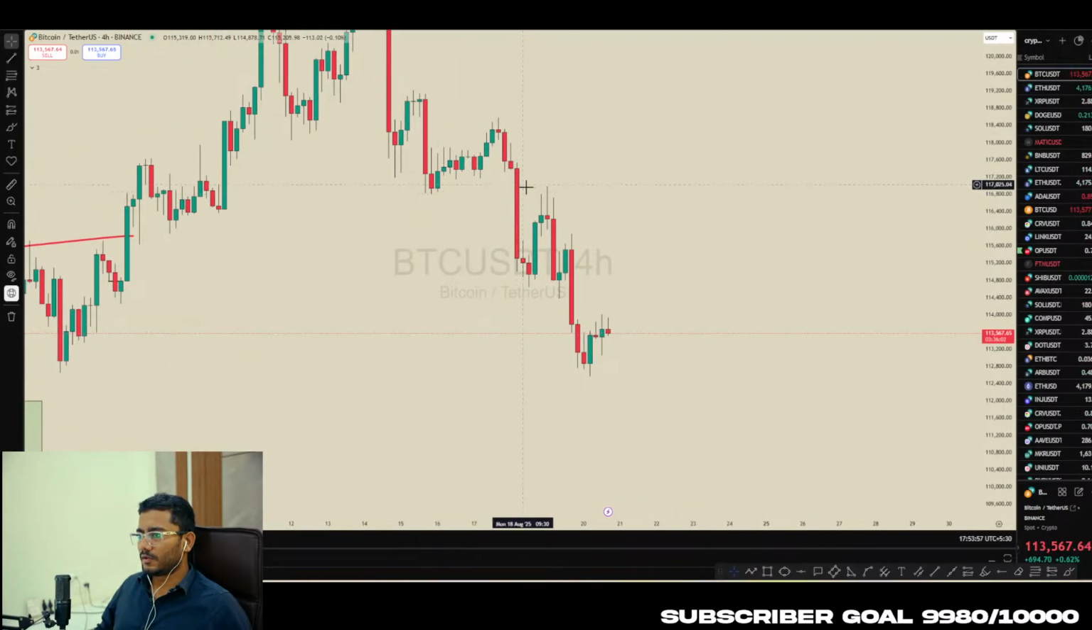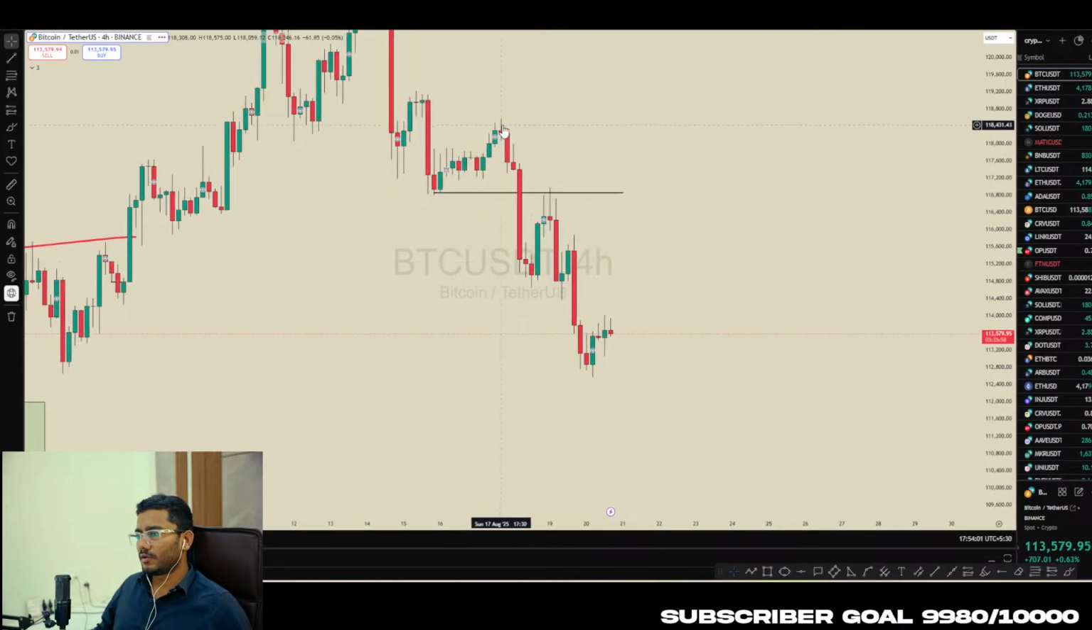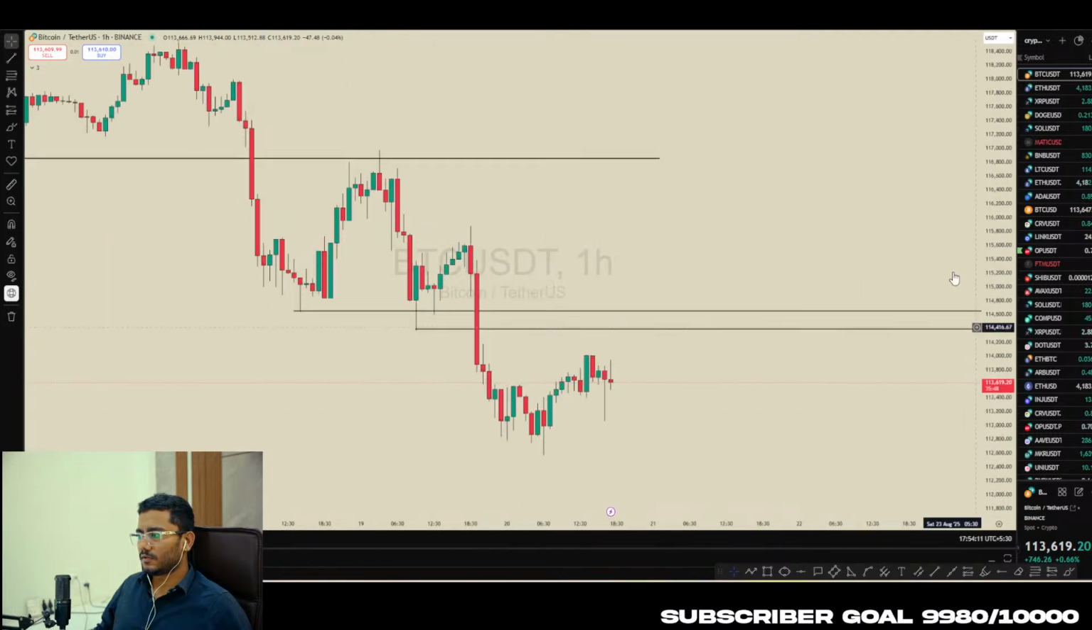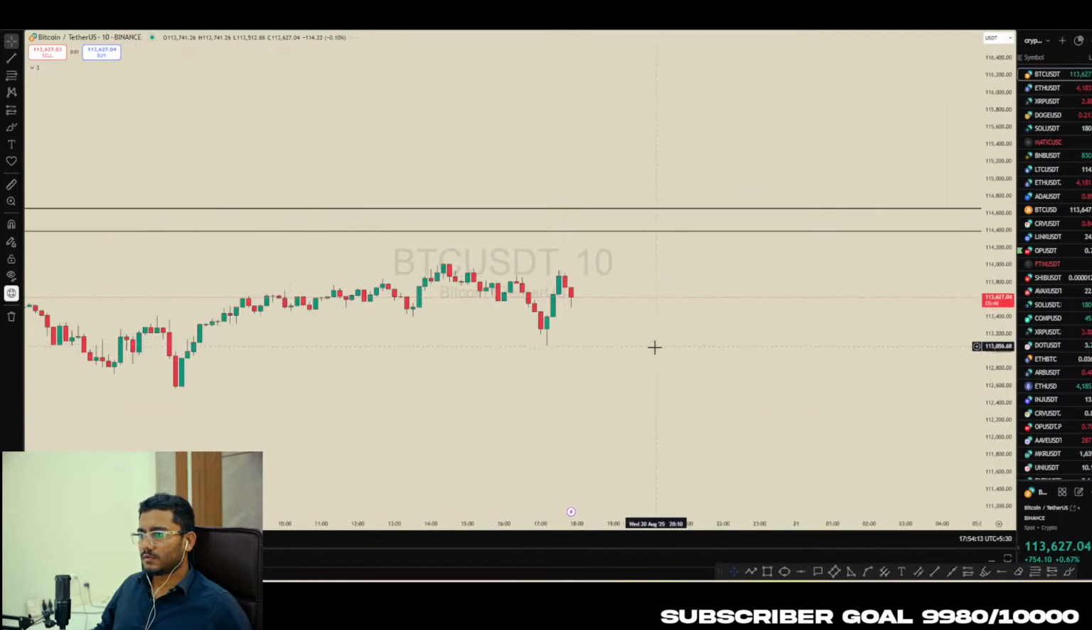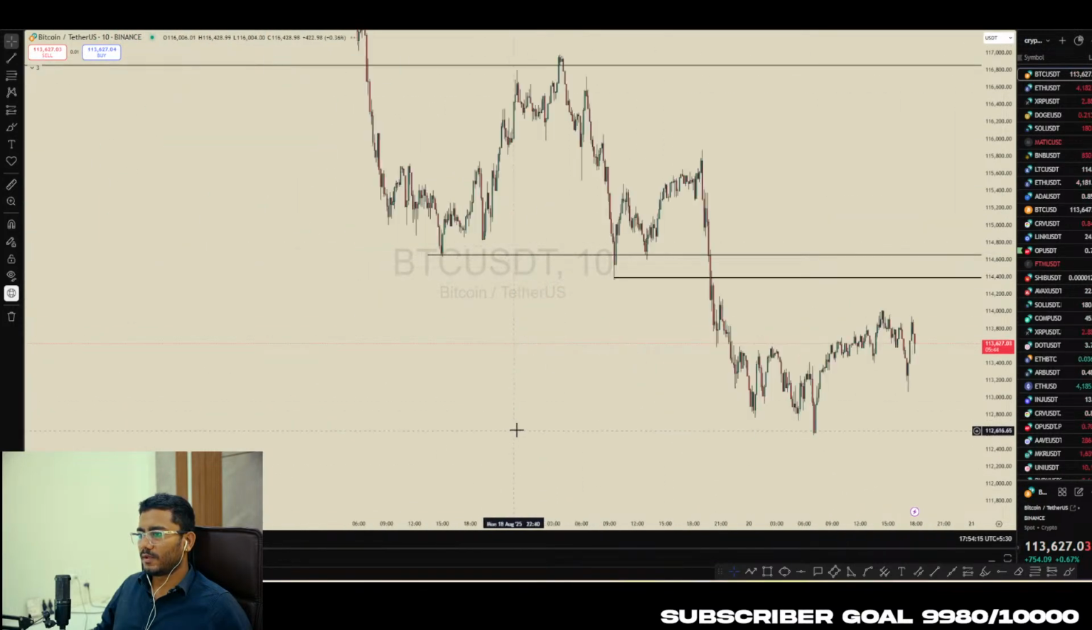Okay, 1 minute. I'll check GU also. So this structure has been mitigated. So consider this as support resistance zones. Okay. So we have this breakout structure. We have this breakout structure. We have this imbalance.